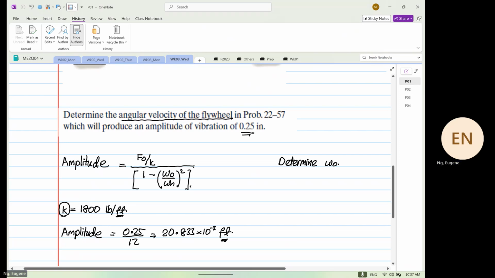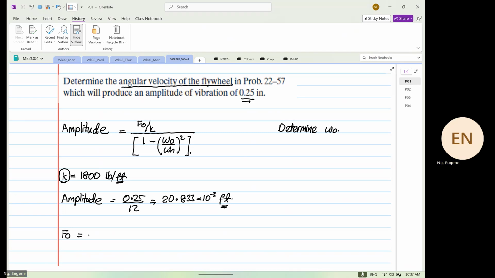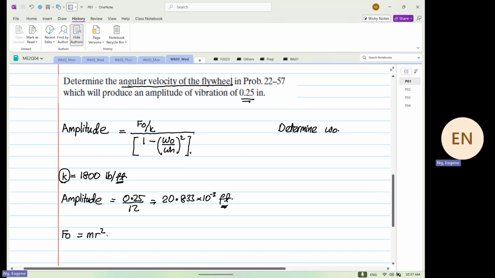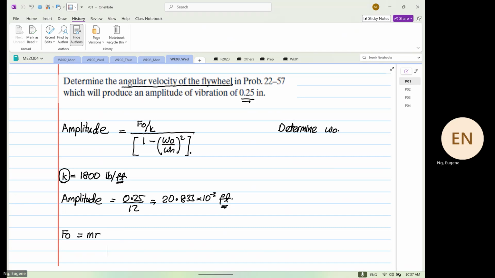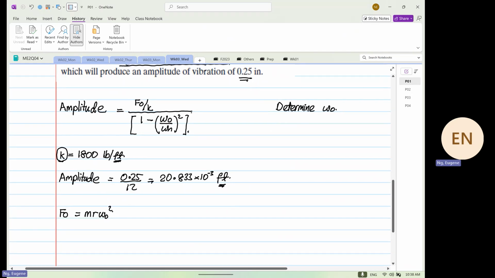omega naught, right? And we are aware that F naught is equal to M R squared omega naught, right? So we don't know what our F naught value is yet, or F R, sorry, I wrote it wrongly. So we can formulate this and let it be a function of the variable omega naught.